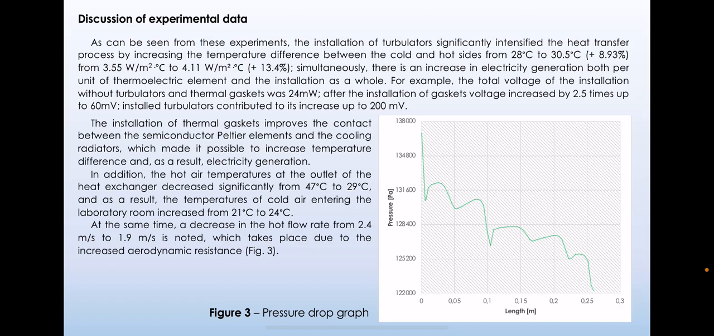The installation of thermal gaskets improved the contact between the semiconductor Peltier elements and the cooling radiators, which made it possible to increase temperature difference and as a result electricity generated. In addition, the hot air temperatures at the outlet of the heat exchanger decreased significantly from 47 degrees to 29 degrees. And as a result, the temperatures of cold air entering the laboratory room increased from 21 to 24 degrees.